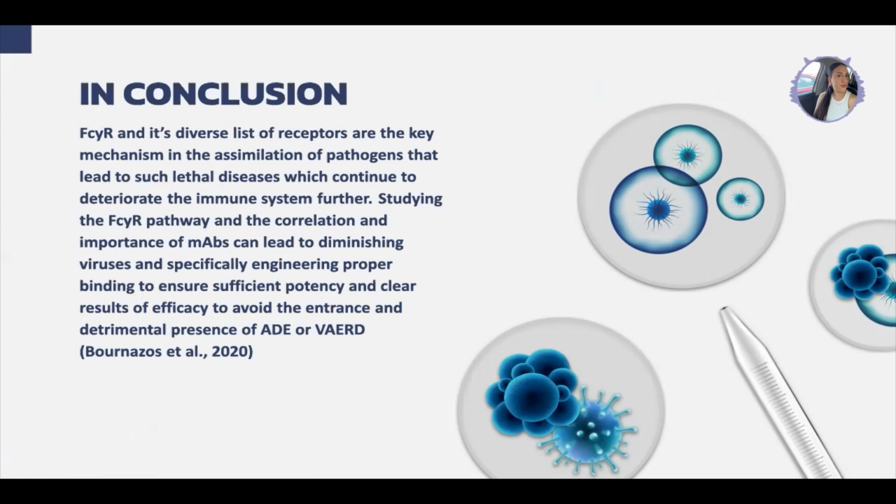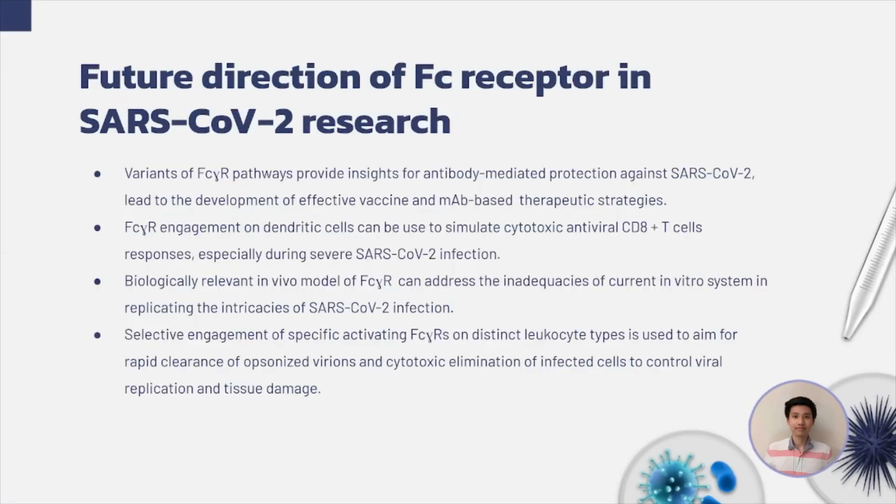Studying the pathway and correlation and importance of MABs can lead to diminishing viruses and specifically engineering proper binding to ensure sufficient potency and clear results of efficacy. Future approach of Fc receptor in SARS-CoV-2 research. Variants of Fc gamma R pathway provide insight for antibody-mediated protection against SARS-CoV-2, lead to the development of effective vaccine and MABs-based therapeutic strategies.